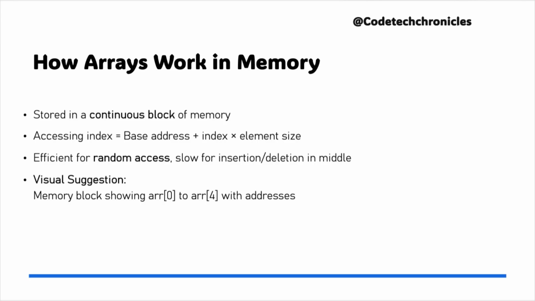Let's go a level deeper. How arrays work in memory. Arrays are stored in continuous blocks of memory. So the memory address of any element is calculated as base address plus index times the size of the element. For example, if integers are 4 bytes and your array starts at memory address 1000, then array at index 2 would be at address 1008.